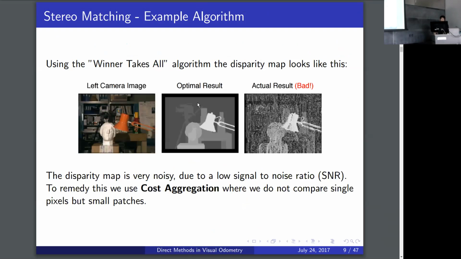And using the winner-takes-all algorithm, its disparity map usually looks very bad. The actual result is on the right, where it's using the winner-takes-all algorithm, and then the optimal result is sort of in the middle. To solve this low signal-to-noise ratio, we remedy it by using something called cost aggregation, where we don't just compare a single pixel, but small patches.